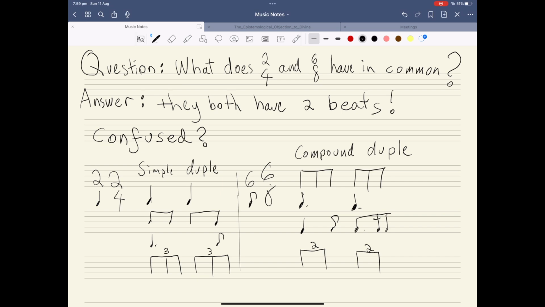So there we go. 2/4, simple duple, and 6/8, compound duple. So what do they have in common? They both have 2 beats.